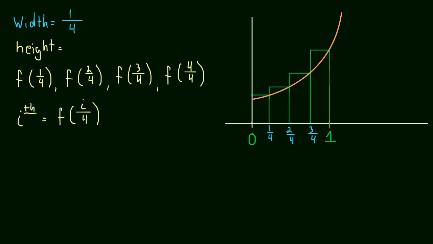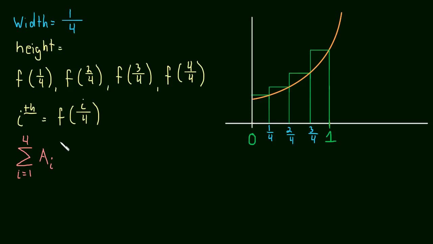Anyways, let's move forward. Okay, so now we're going to tie these two things together, and we're going to want to sum up as i goes from 1 to 4. Well, what are we summing? We want to sum the area of all the rectangles. So we sum up the area of the ith rectangle.